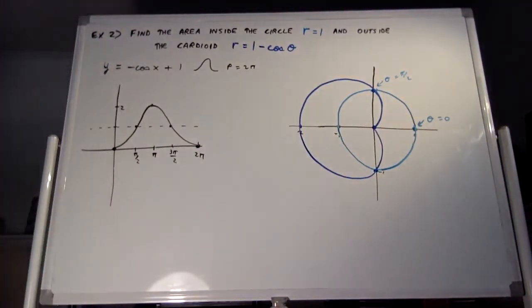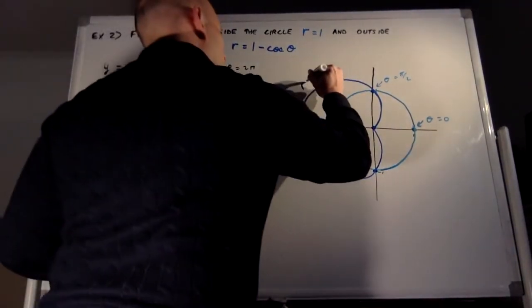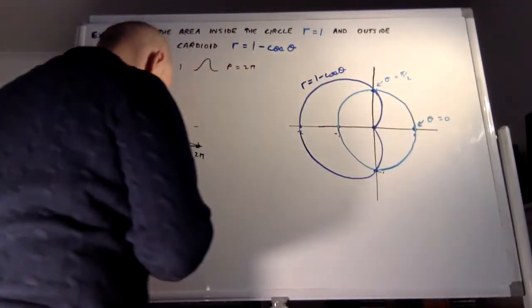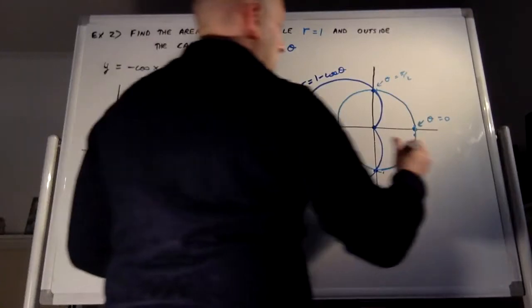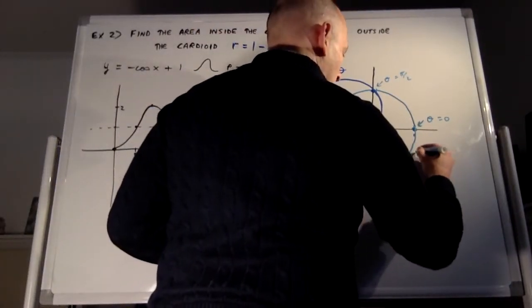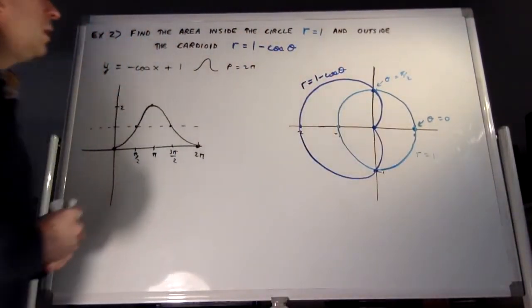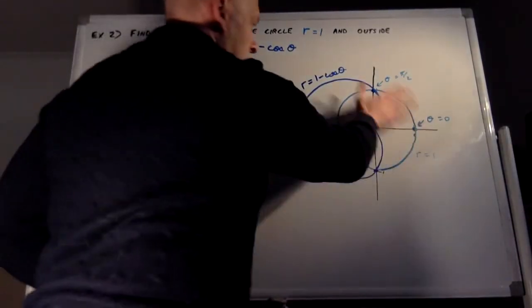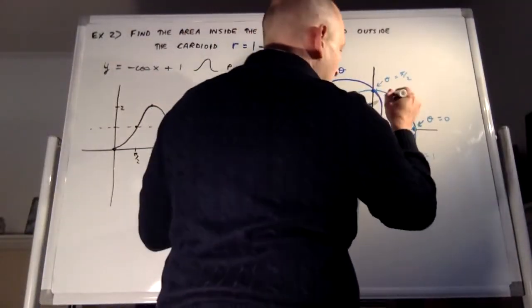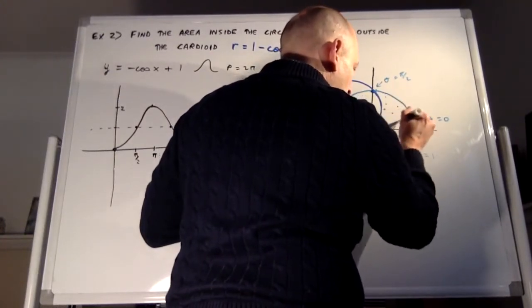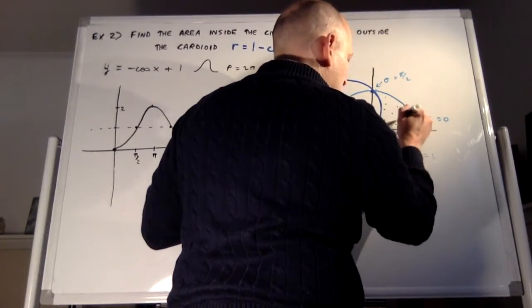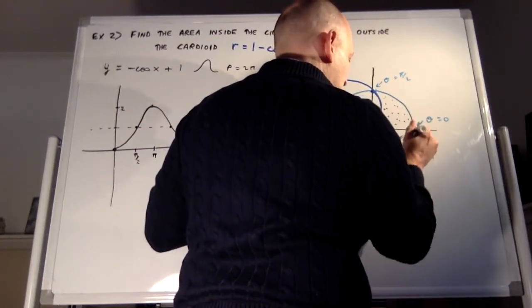All right, so we have our circle. We have our cardioid. So here is r equals 1 minus cosine theta, and our circle, of course, was r equals 1. And what are they asking for here? They want the area inside the circle and outside the cardioid. So inside the circle, outside the cardioid. So that's this really cool looking shape over here, and that is what we want to find the area of, this shape right here.